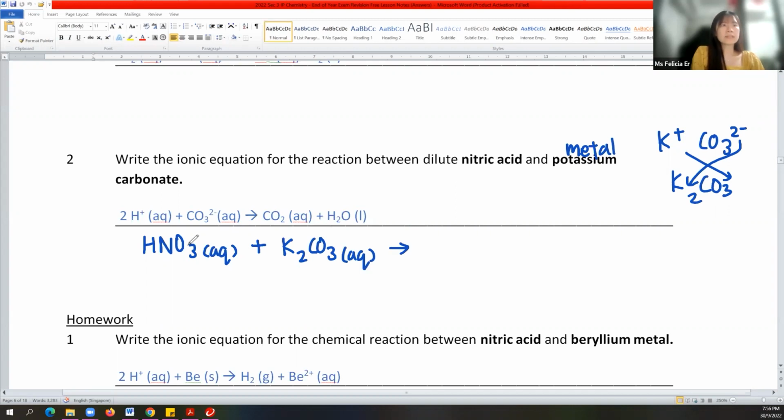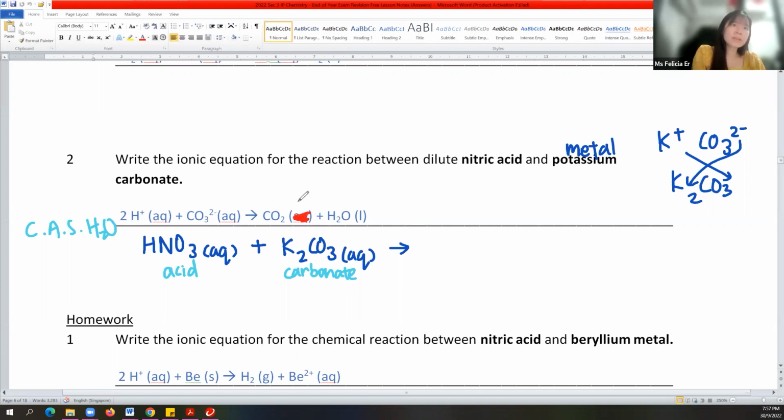Next is acid plus carbonate. This is what you learned before in the topic of acids and bases, right? Even Sec 2 also learned before, right? So acid plus carbonate, what do you get? There is actually a mnemonic called CASH. So carbonate and acid, you get salt and H2O, and carbonate confirm got carbon dioxide. That's why it's CO2. Oh yeah, sorry.